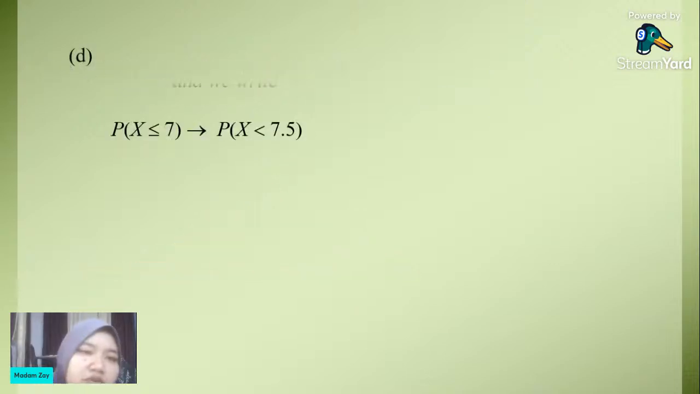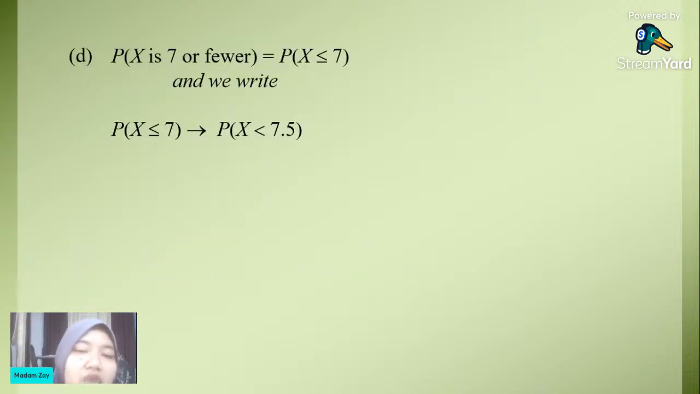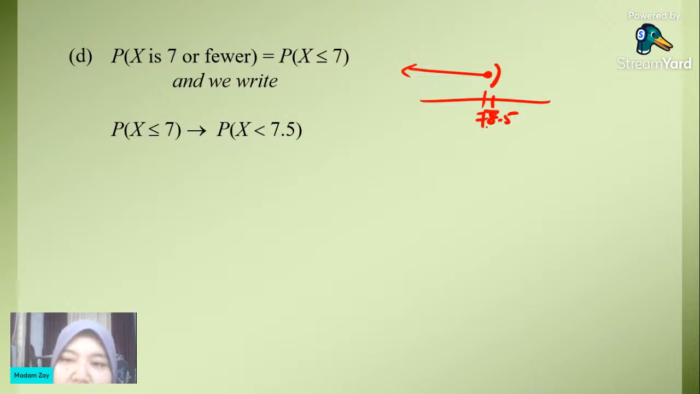Okay, so now for D, probability of x is 7 or fewer. Okay, 7 or fewer, or we write it as probability of x less than or equal to 7. So this 7 must be included and before. So it must be included, so we include it. So we hug it. That's why we take a bit more than 7, which is 7.5, not 8.5, sorry, it's 7.5. Okay, so we take from 7.5 and before. So from probability of x less than or equal to 7, after the continuity correction, it will be probability of x less than 7.5.